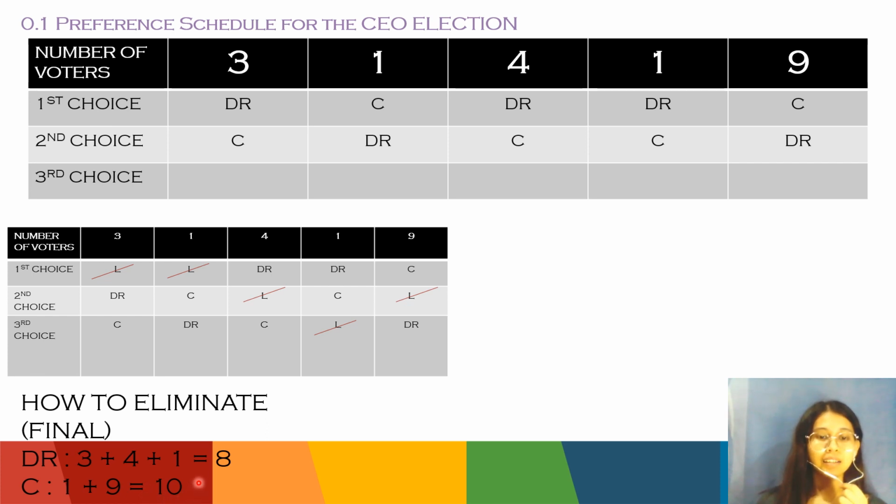Since ito na po yung dalawang candidate, makikita po natin kung sino yung nanalo. Which is Castillo po. Because Castillo has higher votes than Del Rocha. Because Del Rocha has 8 votes while Castillo has 10 votes. Therefore, Castillo will be the next CEO.